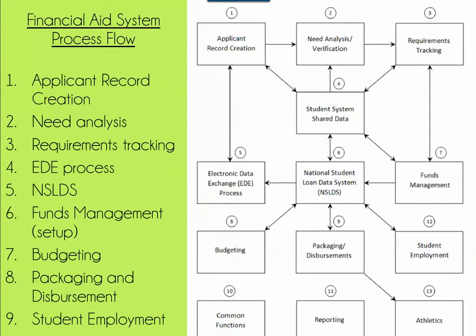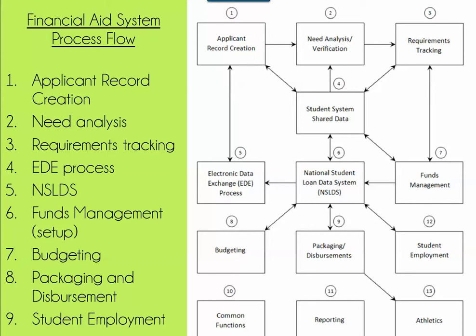This flow is similar to the part 1 video that you just watched. So we'll start with record creation, which happens during the data load. Then need analysis is performed to deliver an EFC. Then they go through tracking. Meanwhile, we're looking at things like EDE comment codes, NSLDS flags, and information from the student module like enrollment.